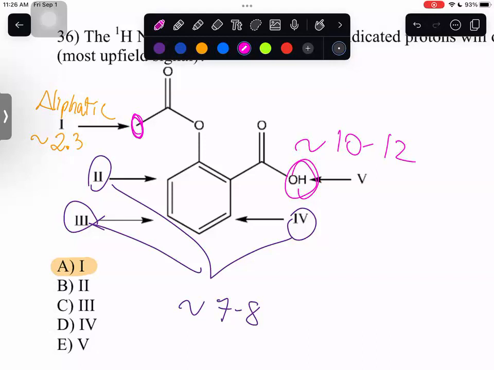Okay. The next one is going to get a little bit harder this time. People still don't know how this works. 1 point per question. Yes.